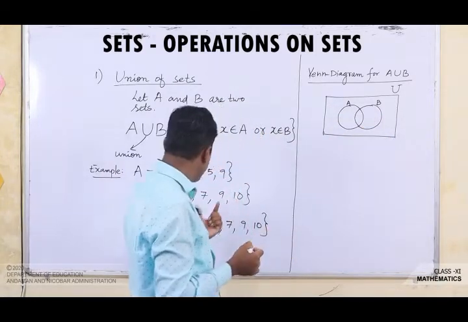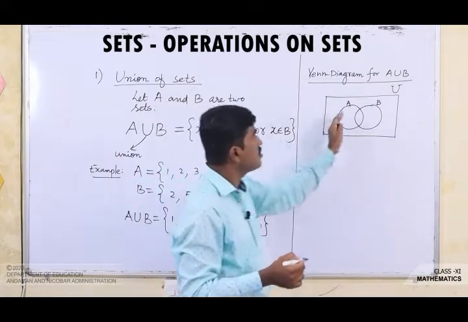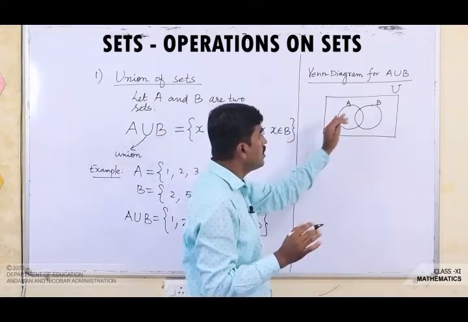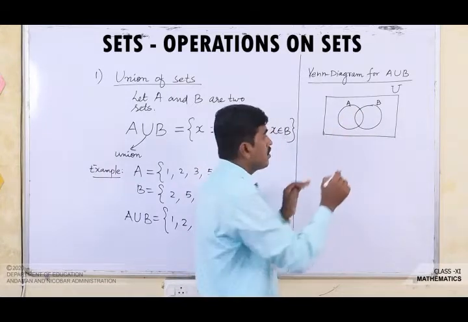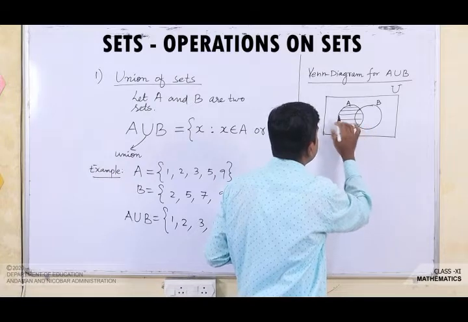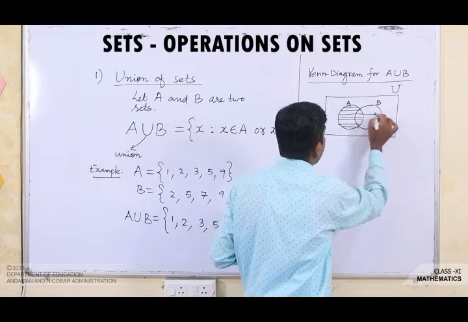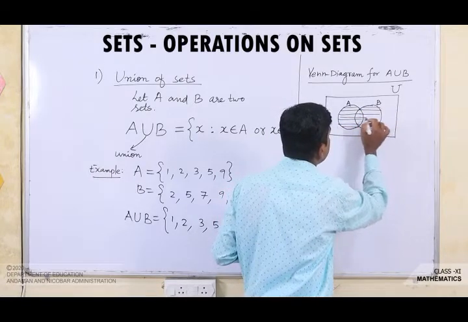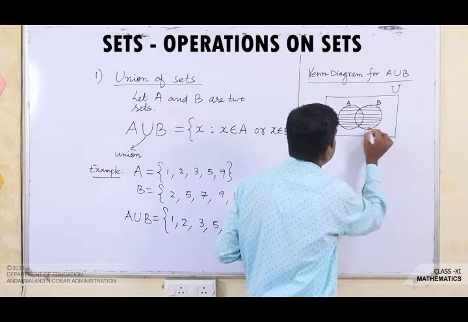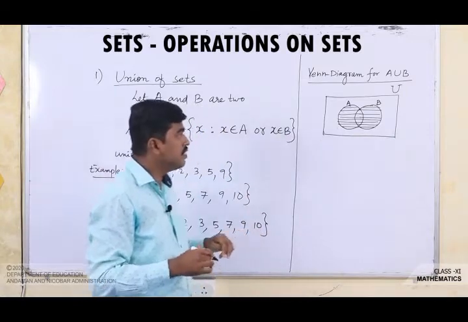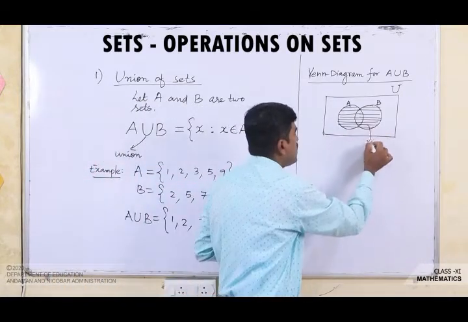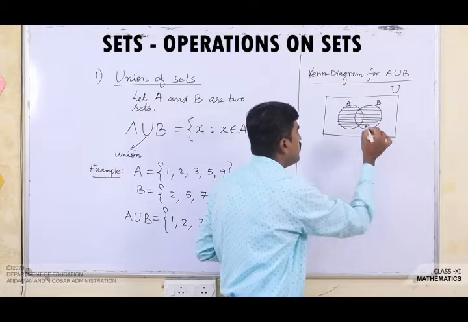Now, what is A union B? That means all the elements of A and B. So here we have to shade all the region inside these two circles. That means we have to shade the complete circles, because A union B means we have to write all the elements of A and all the elements of B, including those which are in both. So this shaded region represents A union B.